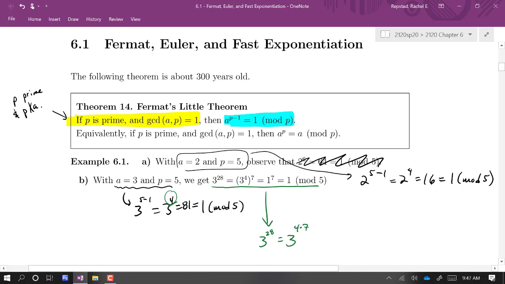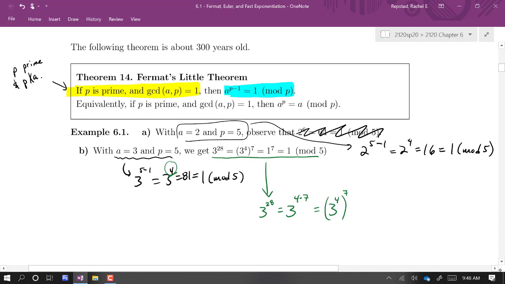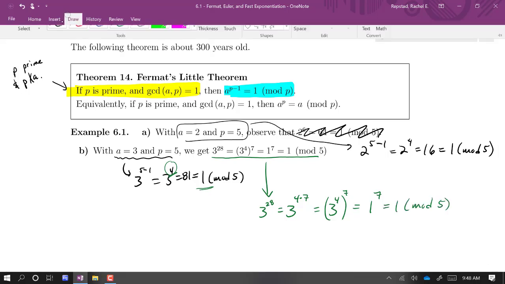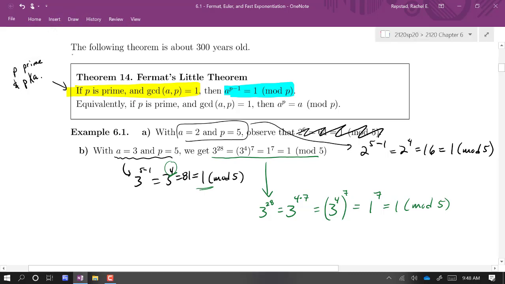When you're multiplying in the exponent, that's equivalent to taking the exponential expression and raising that to a power. So 3 to the 4th all to the 7th power. Now 3 to the 4th we know is equal to 1 mod 5, so this is 1 to the 7th, which is 1. So we can use Fermat's little theorem here whenever the power is a multiple of P minus 1, which is what we saw here with 3 to the 28th power.